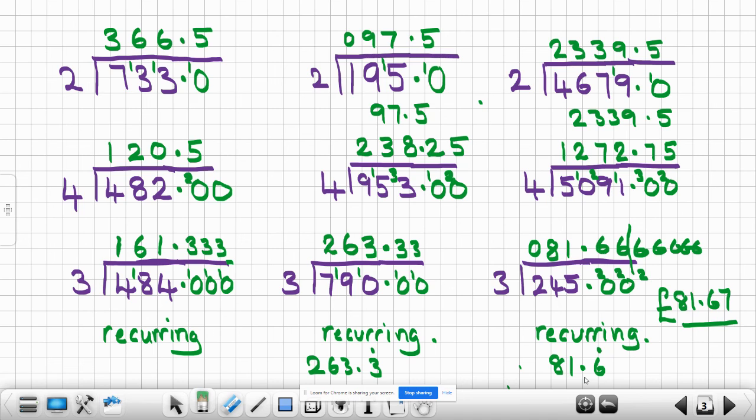And that is the end of my videos on bus stop method of division. But I will be making more on different ways to divide, which might be more useful depending on the numbers you're using. Okay, that's the end of this video.